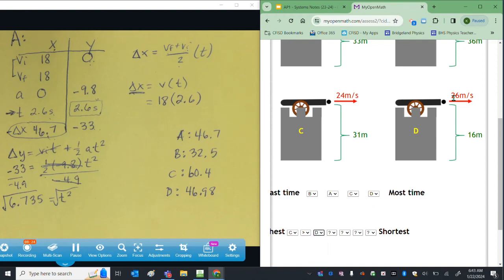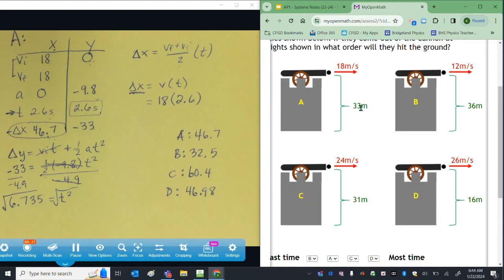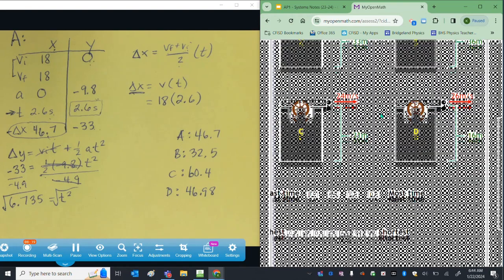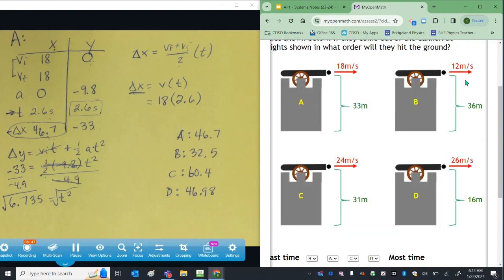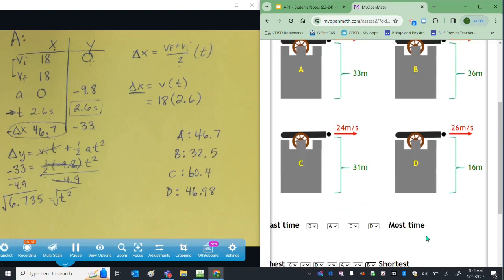which was the fastest. However, it was also the closest to the ground. The next farthest is going to be A, and D and A were pretty close to each other because again, this one's a lot taller, but it's also quite a bit slower. And then the shortest range is going to be B, and again, if you look at the numbers there, that one's only fired at 12 meters per second.